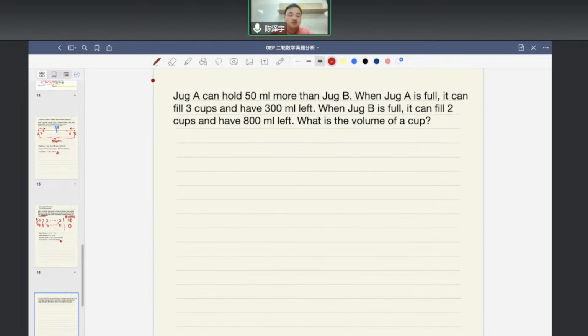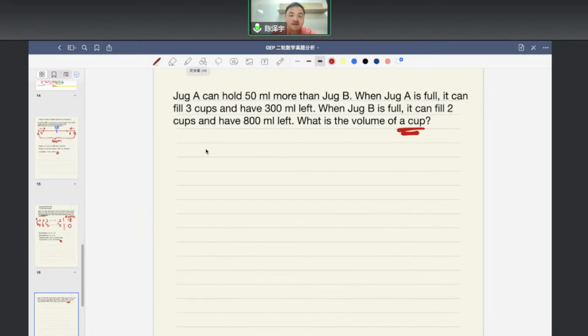Okay, everyone, let's look at the question now. Jug A can hold 50 ml more than jug B. When jug A is full, it can fill 3 cups and have 300 ml left. And when jug B is full, it can fill 2 cups and have 800 ml left. So what is the volume of a cup?